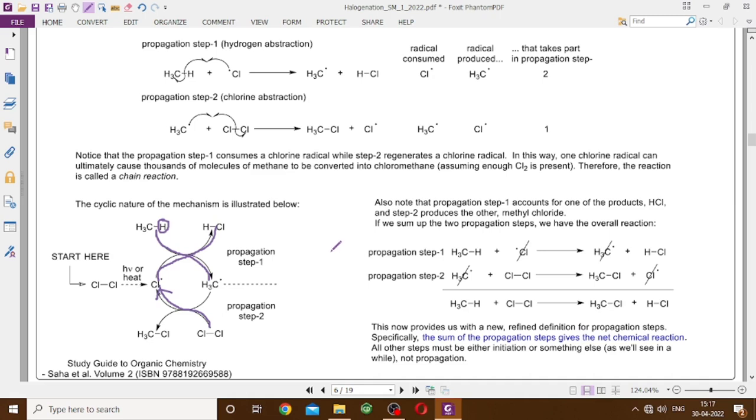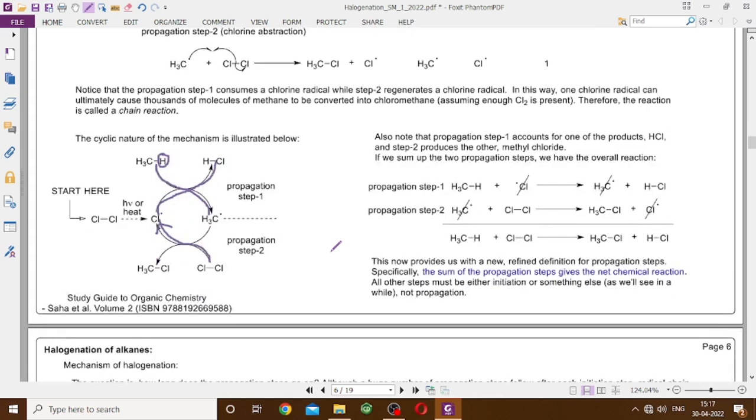So we can define our propagation steps in another more refined manner. The sum of the propagation steps, no matter how many propagation steps we have, only two here, but there are reactions where more than two propagation steps are involved. You will see them in semester 3, not in this semester. So you sum them up, and if you sum them up, you will ultimately get the net chemical reaction. All other steps involved in the reaction mechanism are either initiation or, as you will see, termination. They are not propagation.